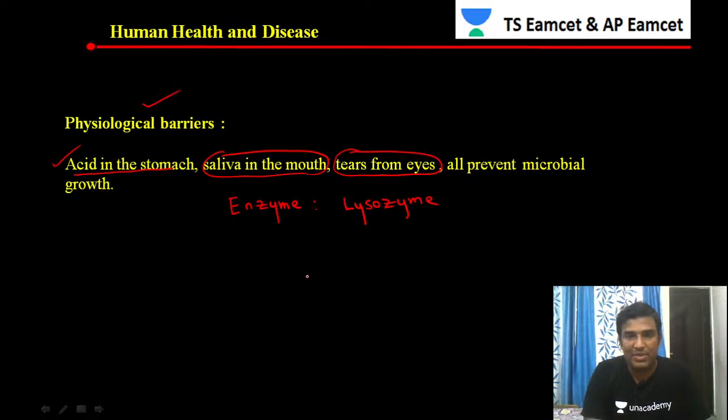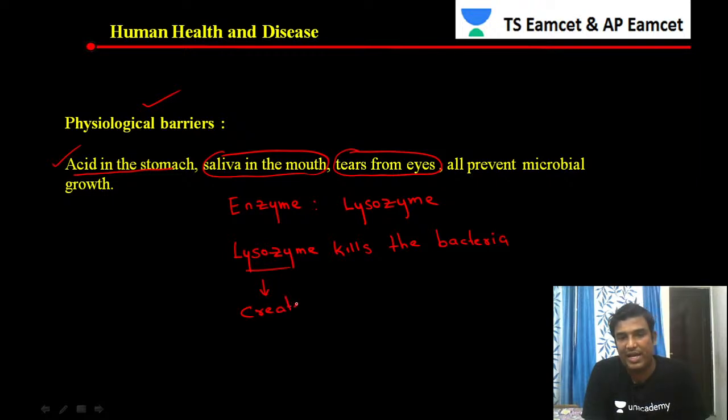So what is this lysozyme going to do? Lysozyme attacks and kills the bacteria. How is lysozyme killing bacteria? This enzyme creates holes on the cell wall of bacteria. You can also call them pores on the cell wall of bacteria.